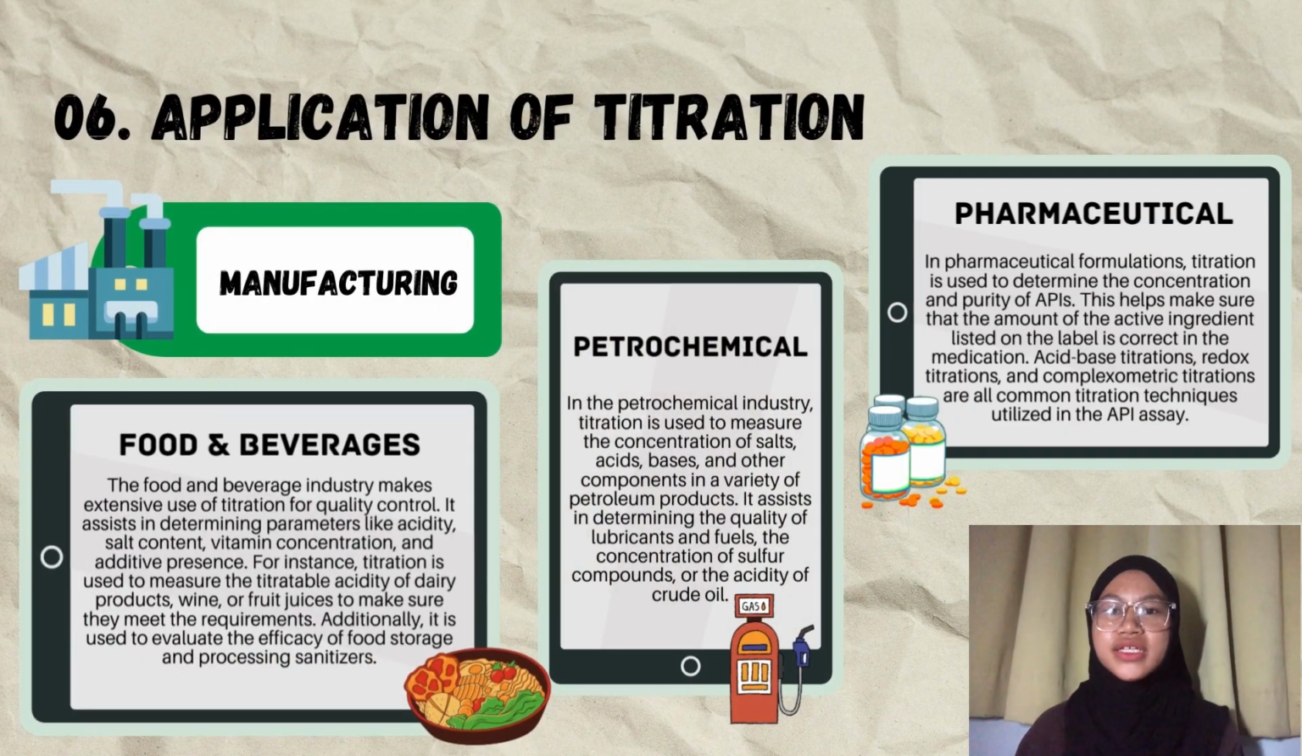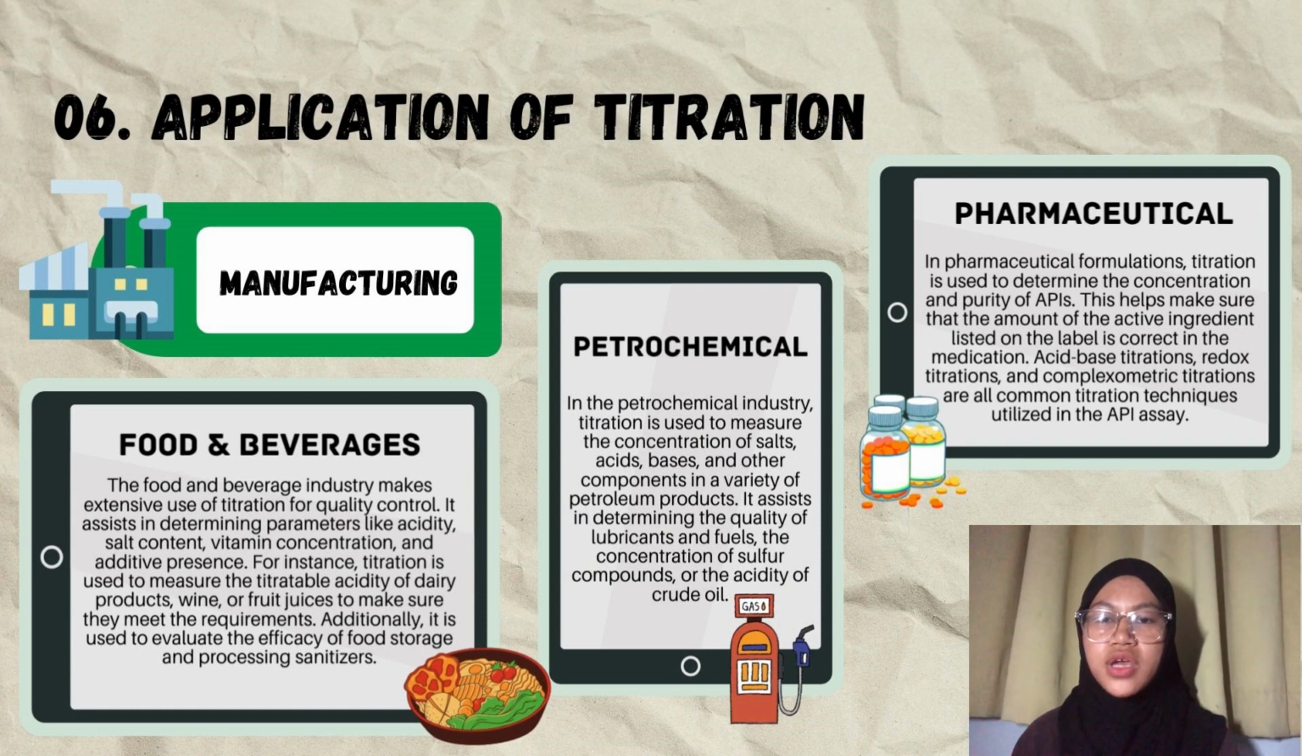Next, we have the application of titration in manufacturing. First, we have the food and beverage industry that makes extensive use of titration for quality control. It assists in determining parameters like acidity, salt content, vitamin concentration, and additive presence. For instance, titration is used to measure the titratable acidity of dairy products, wine, or fruit juices to make sure they meet the requirements. Additionally, it is also used to evaluate the efficacy of food storage and processing sanitizers.